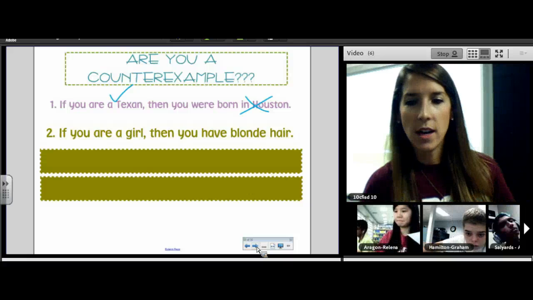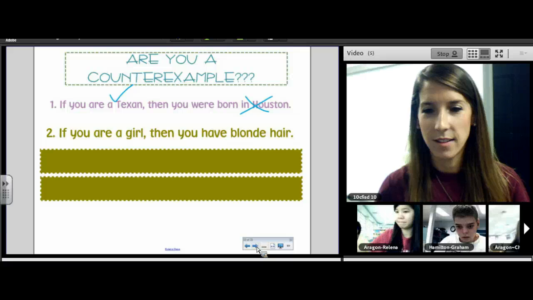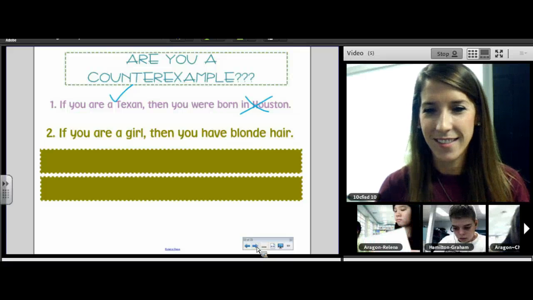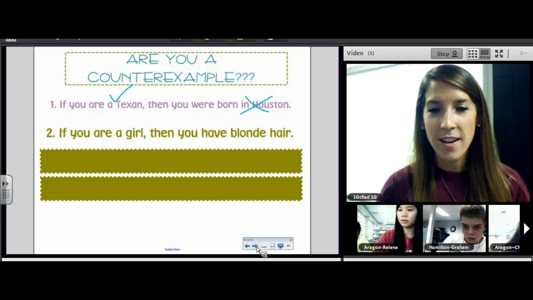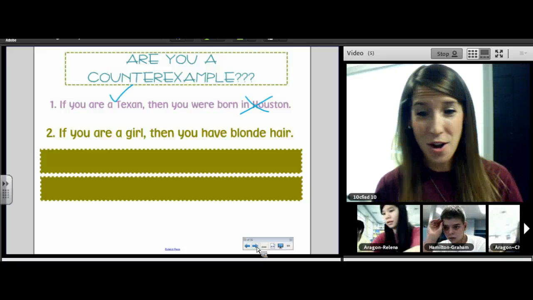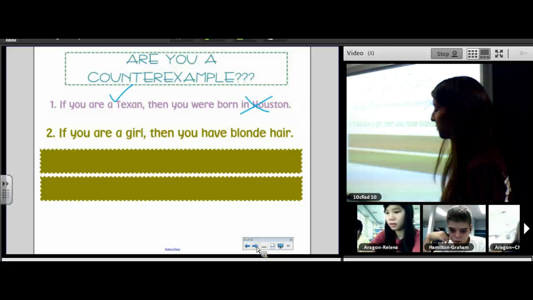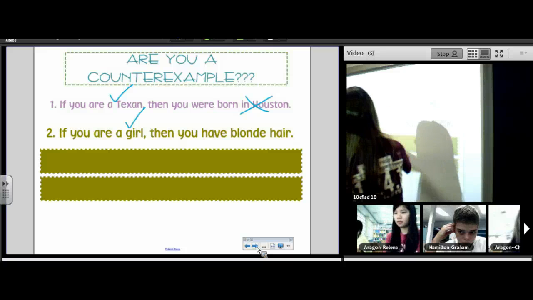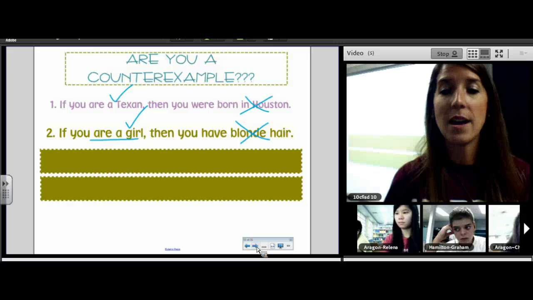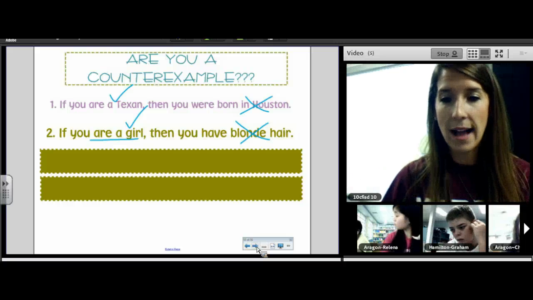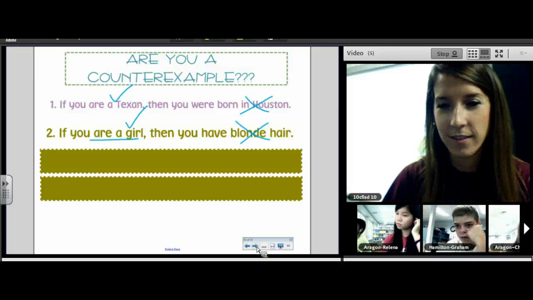Is anyone in my second period a counterexample to that? You are, Chloe? Who else is a counterexample to that? If you're a boy, you should not be a counterexample. Anna, do you have blonde hair? You need to be a girl. That needs to be true, but you need to not have blonde hair. So you need to be a girl with brown hair, black hair, or red hair. Or strawberry blonde, whatever you want to call it.